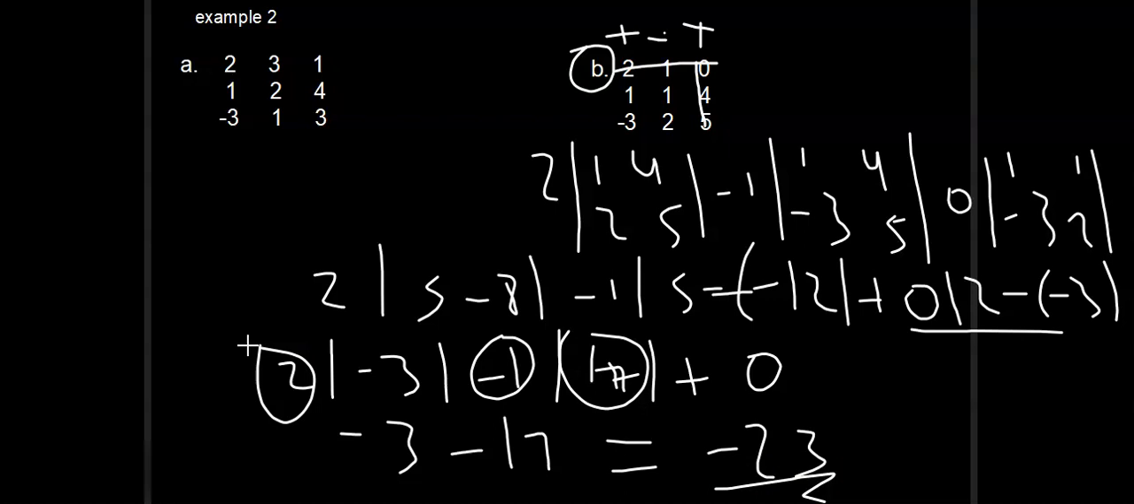If you guys got the answer negative 23, it means that you are right. This is how you deal with a 3 by 3 matrix question.